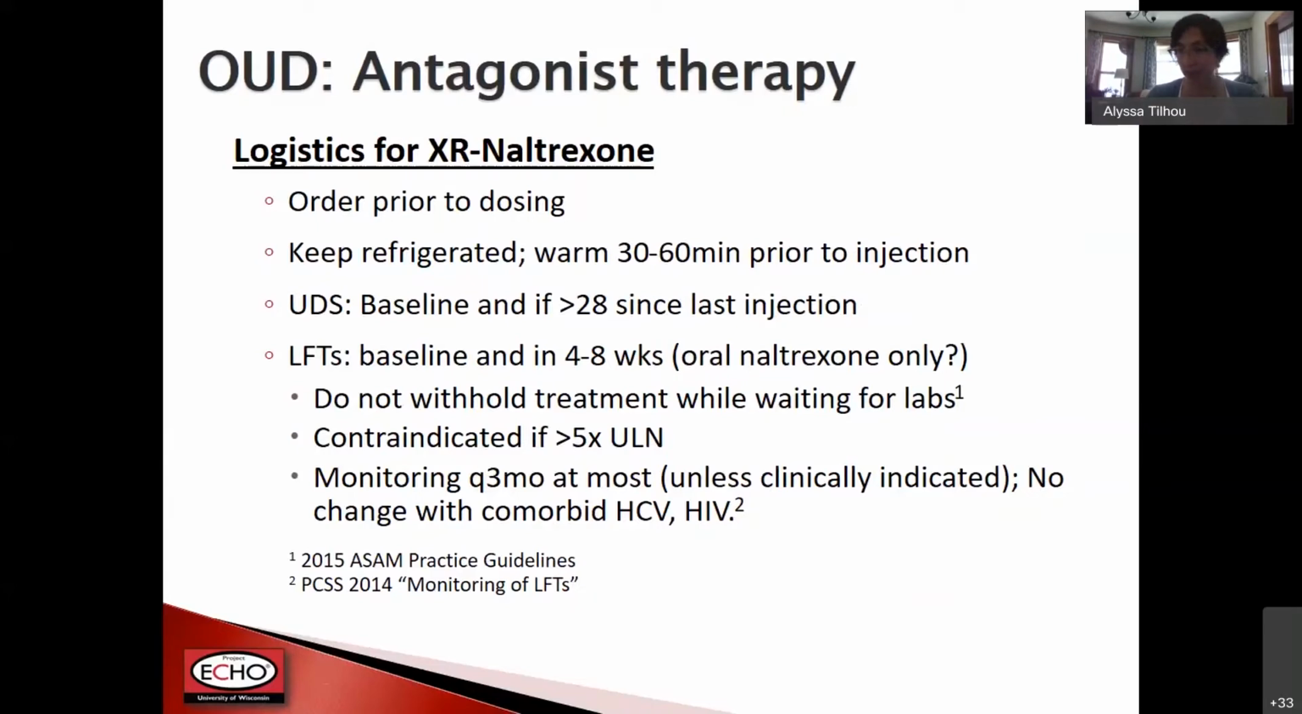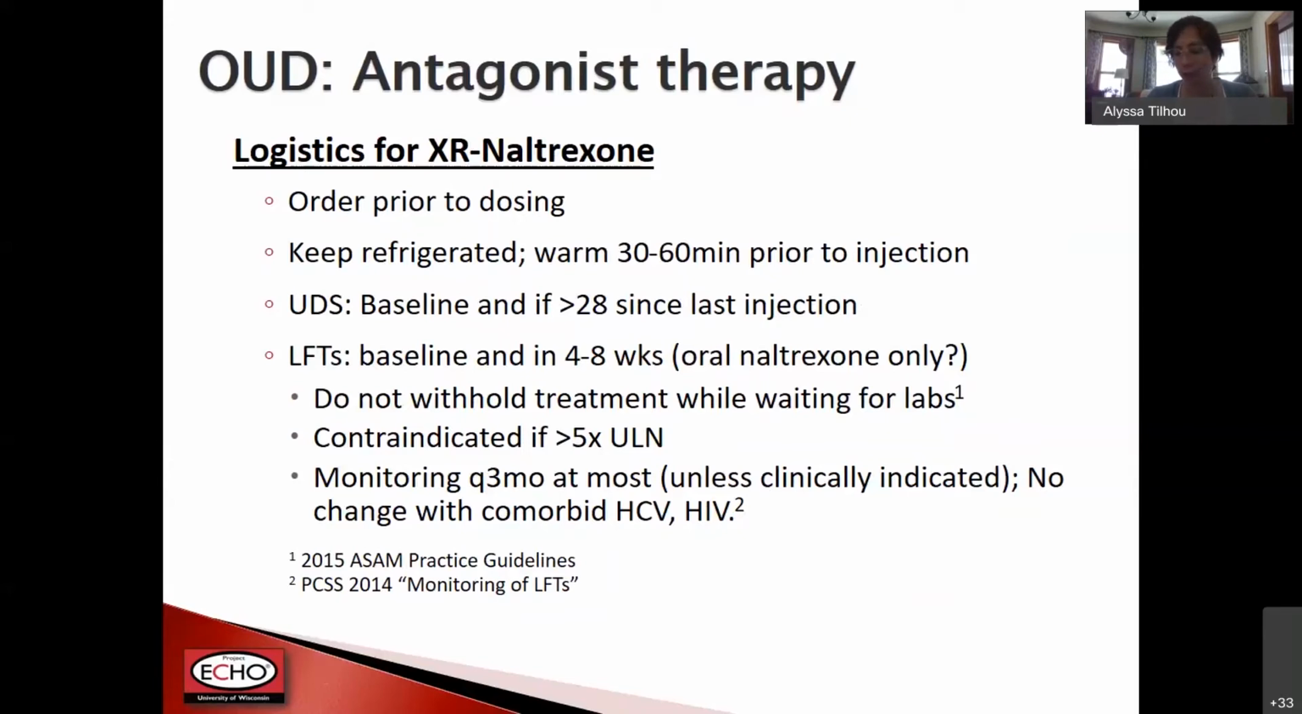Obviously, if someone presents and they have a clinical suspicion for hepatitis, then you should be getting LFTs, or if someone has a pre-existing liver condition, that might be someone where you get baseline transaminases as well. Either way, ASAM has a recommendation not to withhold treatment while waiting for labs. You should feel confident starting and giving the first dose of extended release naltrexone, even if you don't have recent LFTs. If you do get LFTs and those are above 5 times the upper limit of normal, then there is a contraindication. And if you're going to monitor, every 3 months at most is sufficient.